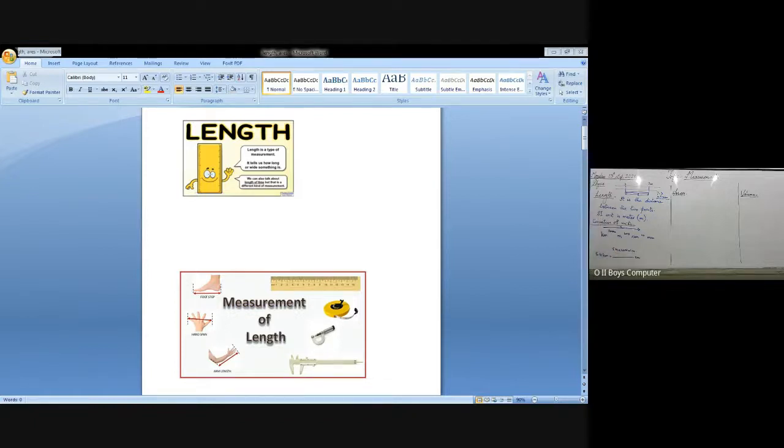The answer will be in centimeters. So it will be 54000 centimeters. Is it clear?